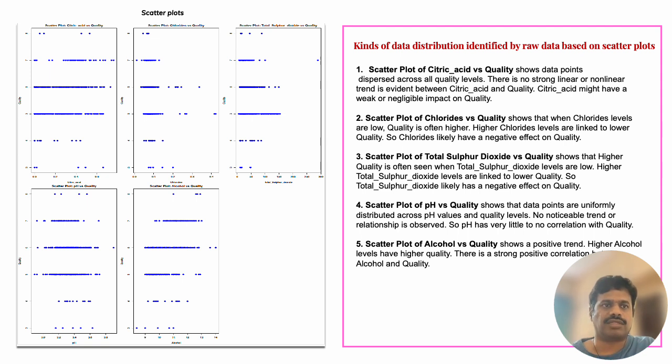And if you look at the scatter plot of citric acid and quality, citric acid might have a very weak correlation because the data points are distributed across all the quality levels.